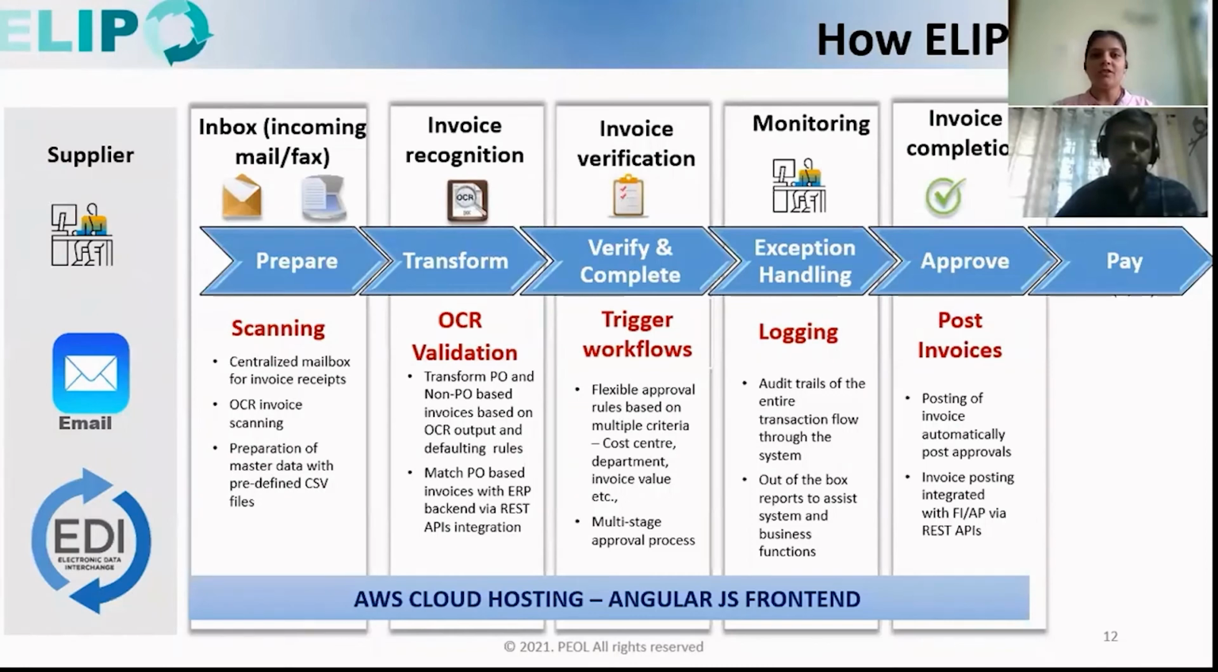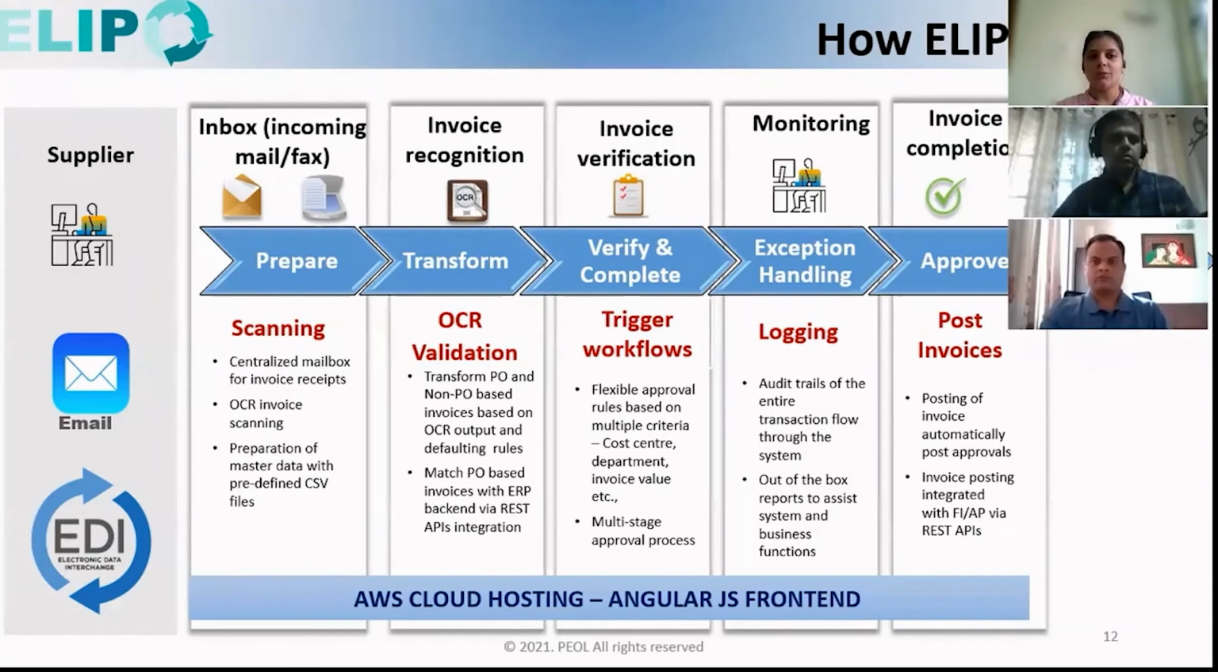So I'll quickly take you through how ELIPO works. The supplier sends the invoices. These invoices, when received, arrive in huge numbers and various formats. So invoice recognition is done. All the invoices are fed into a centralized mail ID, wherein the invoice recognition is done. The OCR reads all the invoices automatically. All the details like the invoice number, the invoice copy, the description, everything is captured automatically. Post the invoice recognition, the invoice verification is done.